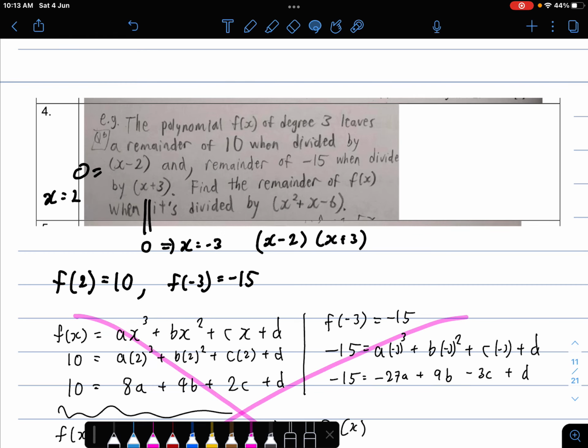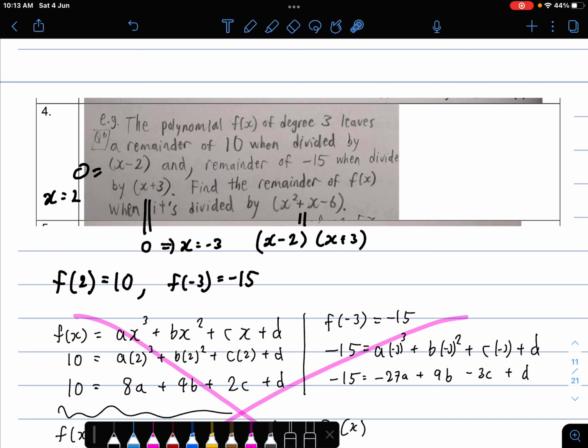Hi, let's go through this question. The polynomial f of x of degree 3 leaves a remainder of 10 when divided by x minus 2 and a remainder of minus 15 when divided by x plus 3. Find the remainder of f of x when it's divided by x squared plus x minus 6, which can be factored as x minus 2 times x plus 3.